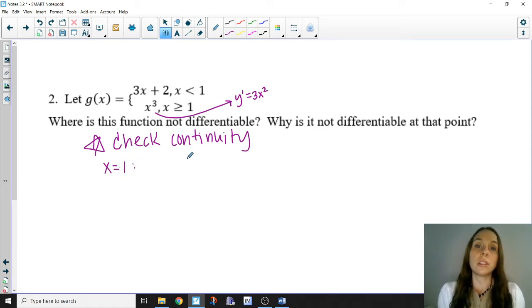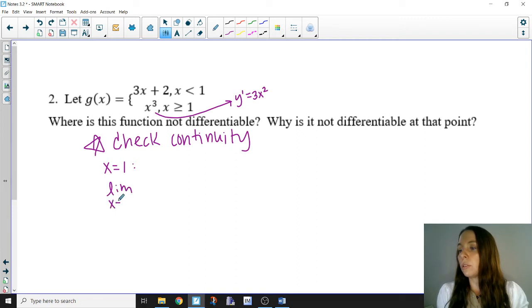So to check continuity, what we could do is write a limit as x approaches 1 from the left of the function and a limit as x approaches 1 from the right of the function and see if those limits are the same, and then identify the function value if we need to go that far. Let's see. Okay, so I'm going to write the limit as x approaches 1 from the left of g of x.